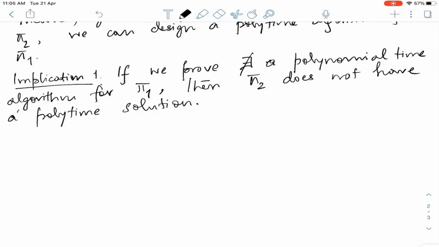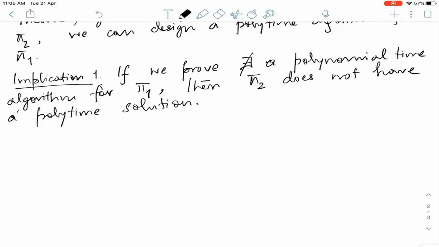Yeah. So we have seen this several times, in fact. We have seen that, for example, the problem of finding the maximum matching in a graph can be reduced to the problem of finding maximum flow in a graph.